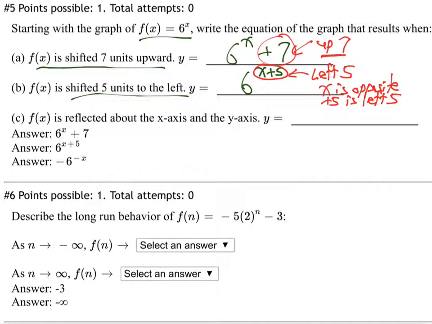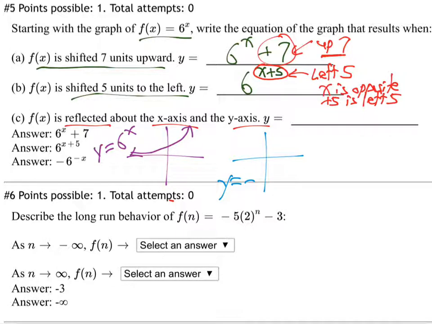It's an up-down. And then finally, reflected about the x and y axis. Well, what's going to cause reflection? Here's the normal graph like this. This is like 6 to the x. y equals 6 to the x. If you do y equals negative, let me write it up here.